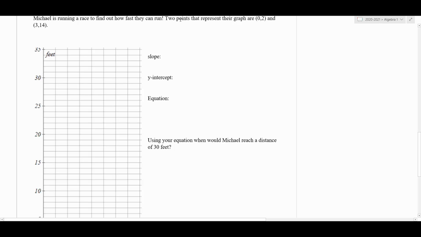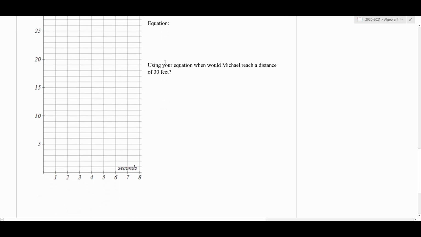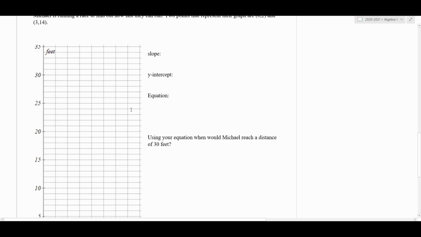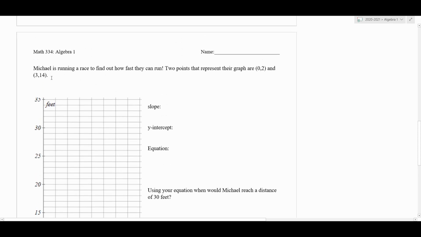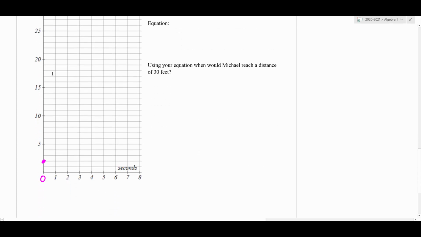Okay, and they give us 2 points. So I'm going to start this off the same way that I did the last problem. I'm going to start by trying to build the graph, right? So I'm going to plot this point 0, 2. I'm going to come down here to the bottom, and here's 0. They didn't mark it with a 0, but we have a 0 there now. So there's 0, and then I go up 2, and I plot a point, right? So there's the first point on Michael's race, and it gives another point, 3, 14. So I'm going to go to the right 3, and then go up to 14.